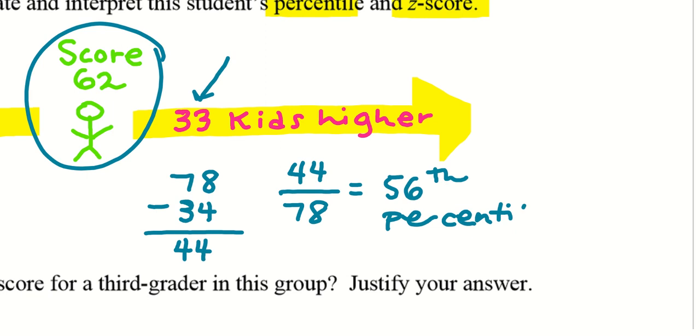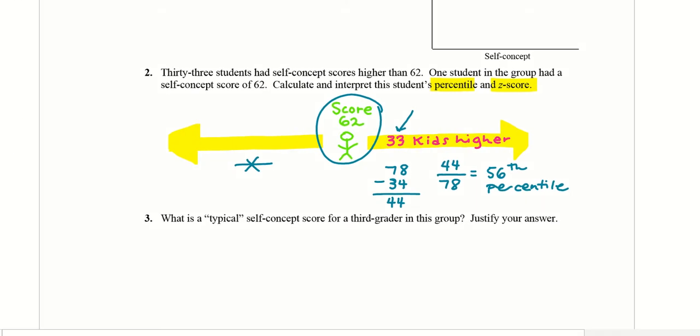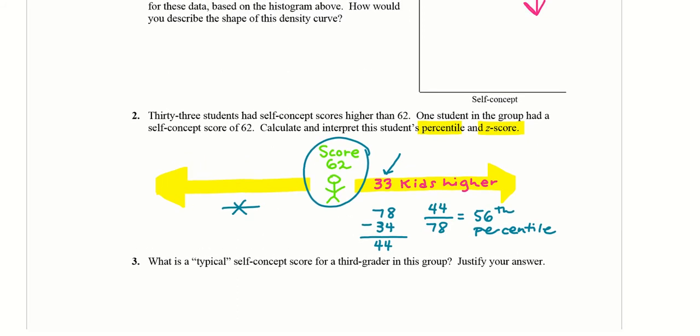Now you have to actually interpret this number. And the interpretation is hopefully easier now after we've had some discussion about percentiles. If this child is in the 56th percentile, that means 56% of his peers are scoring lower than him. I'll say that one more time. This means that 56% of his peers are scoring lower than him. That's the interpretation of percentile.